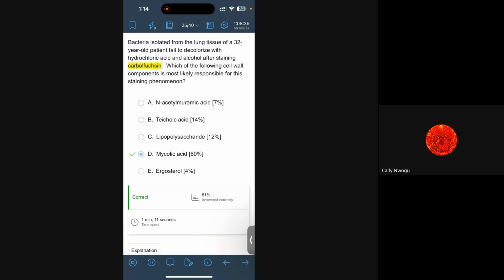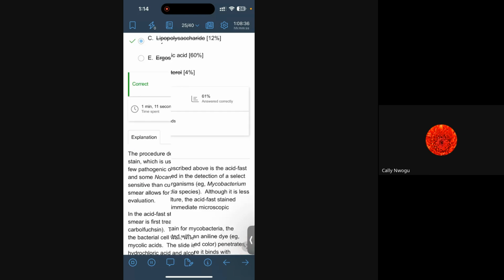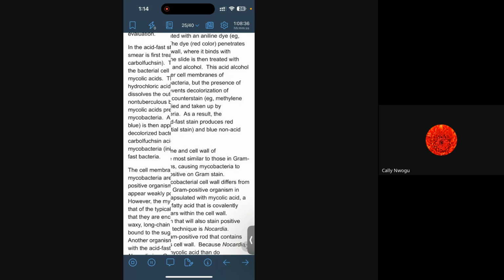N-acetylmuramic acid and glucosamine are used in bacterial cell walls, present in both gram-positive and gram-negative bacteria. Teichoic acid is also in the peptidoglycan cell wall. This one is in the capsule. Ergosterol is a part of the fungal cell wall. Okay, mycolic acid is the answer. Let's move on to the next one.